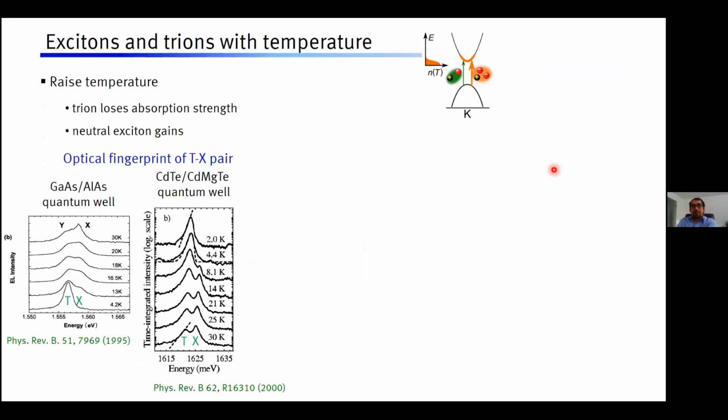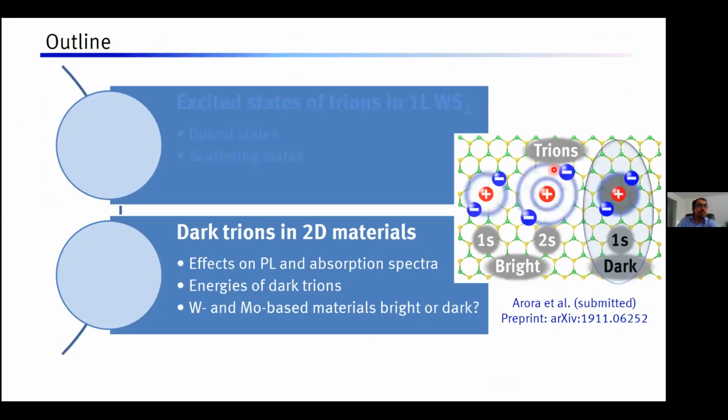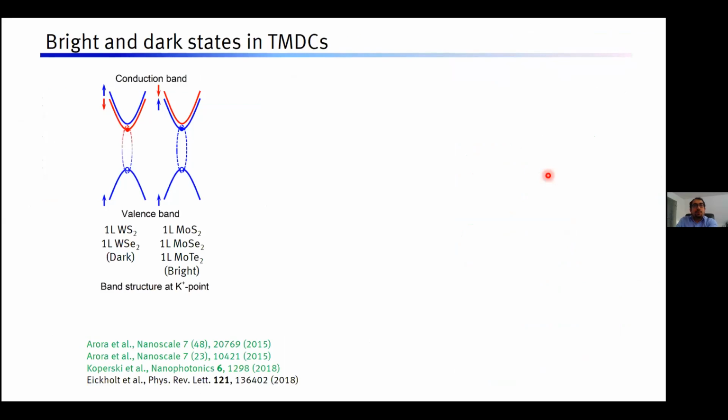Okay. So moving on to the next part, where we discuss the dark trions in two-dimensional materials. Now, similar to what we discussed about bright and dark excitons earlier, let me go into a little bit of detail of what I mean by that.